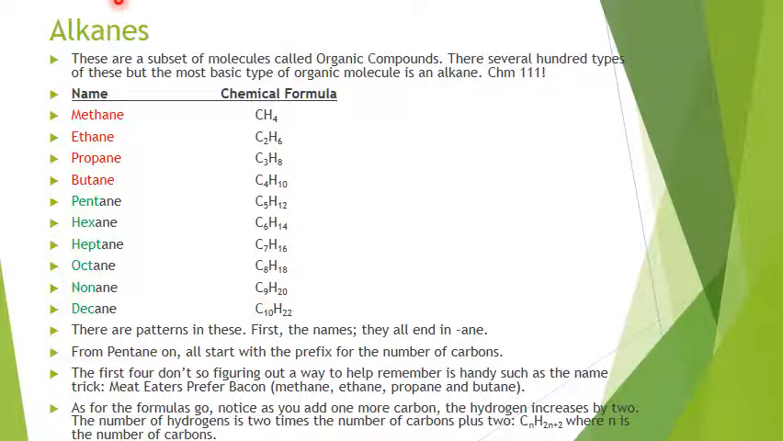Now these all have 2 elements, but we don't call them binary. These are called alkanes, right? And notice they just have carbons and hydrogens, and they have it in that specific pattern. The names end in ane.